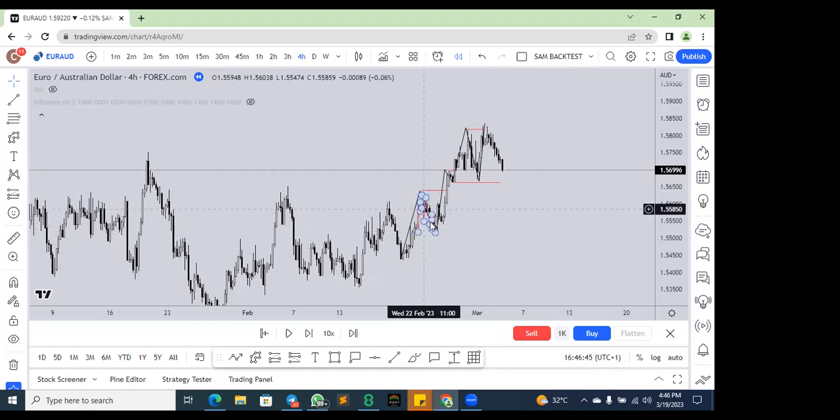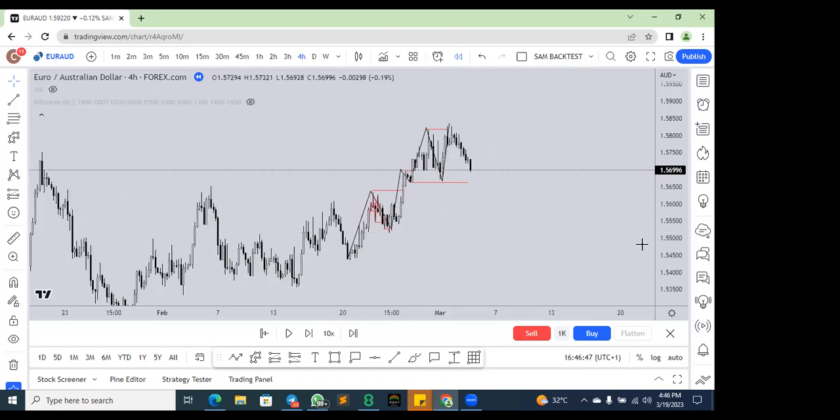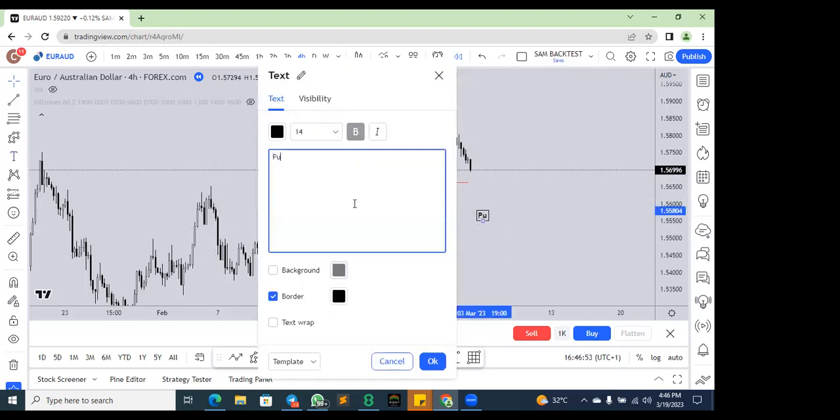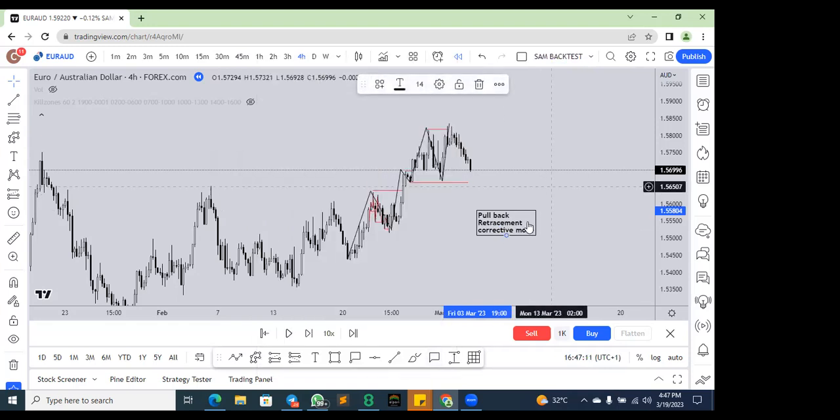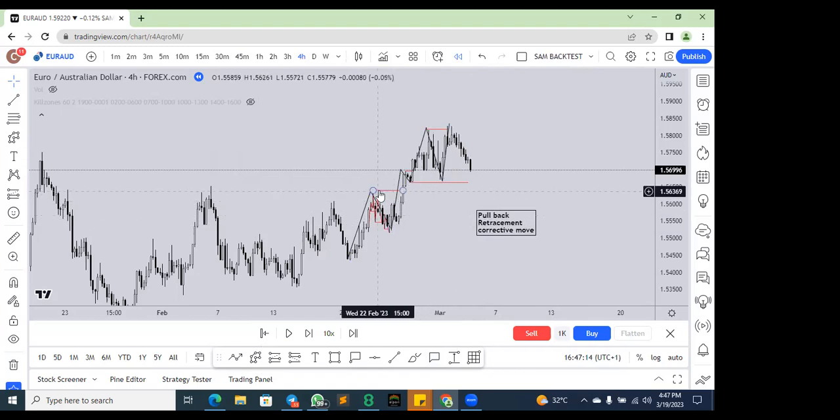It's just a retracement, which you can also call a pullback. There are 3 names you can call it. Let me write that out for you. You can call it a pullback, you can call it a retracement, you can call it corrective. All these 3 are still the same thing. Pullback: it is pulling back to continue buying because the trend direction is buy. It is just pulling back.